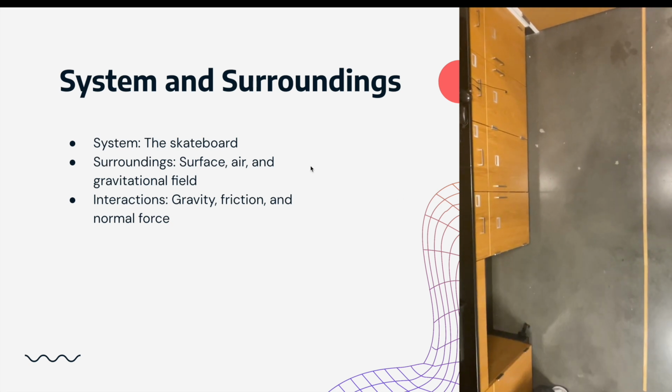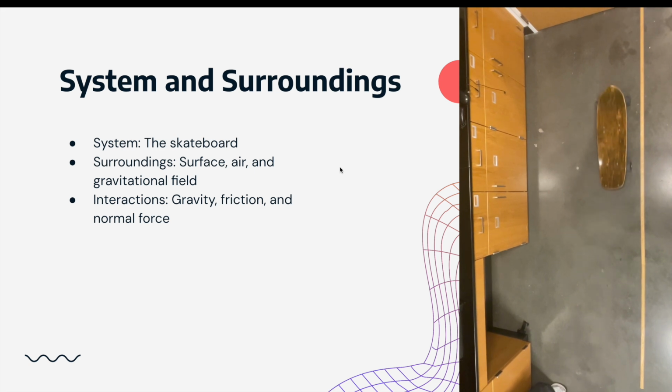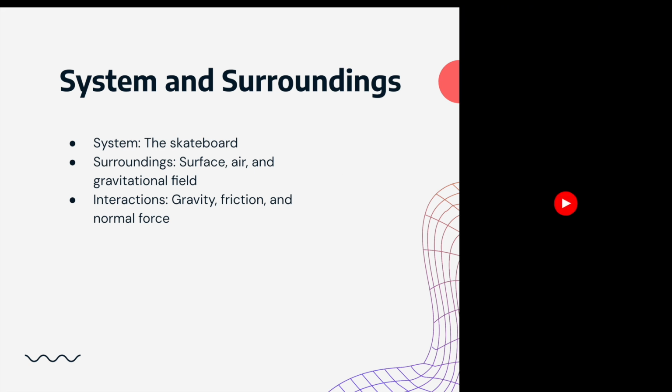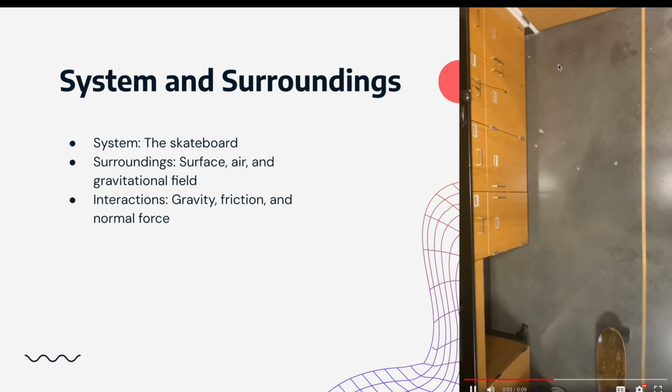So this was the system, not the surroundings. The system consists of the skateboard, while the surroundings include the surface it moves on, the air around it, and the gravitational field of the Earth. The interactions between the system and its surroundings are crucial, as they include gravity, friction, and the normal force, which together determine the skateboard's motion, as you can see in this video, which is just across these 3 meters.